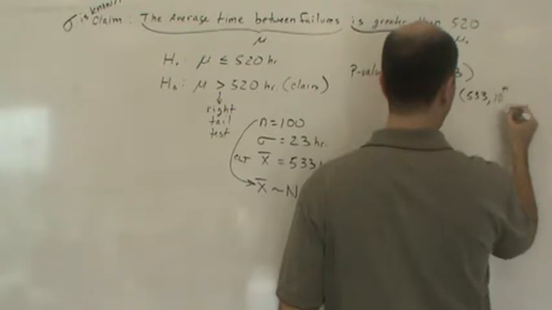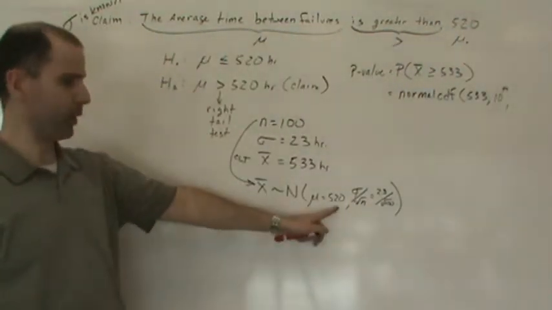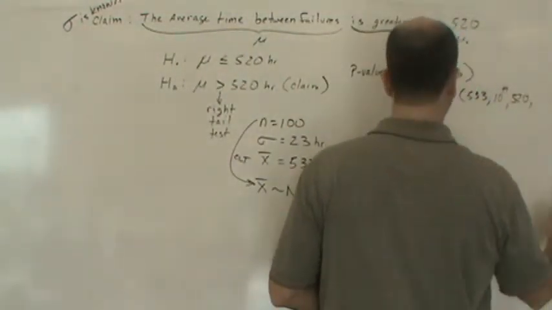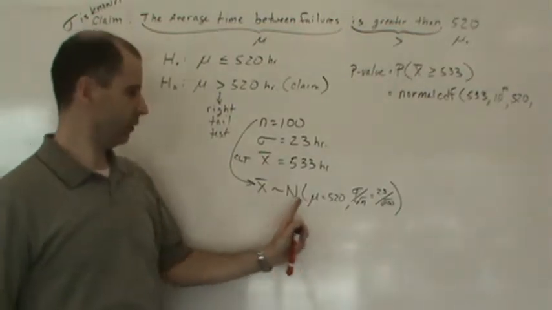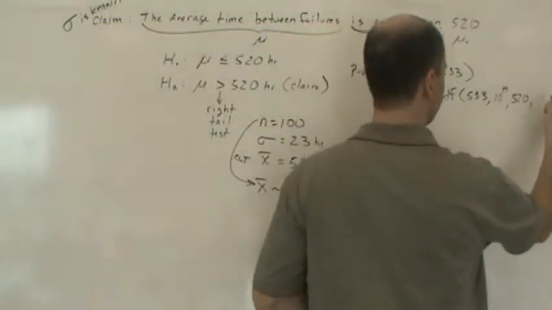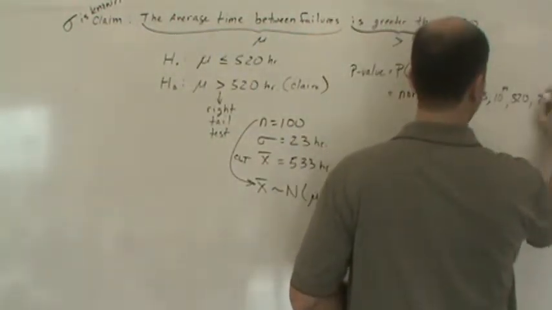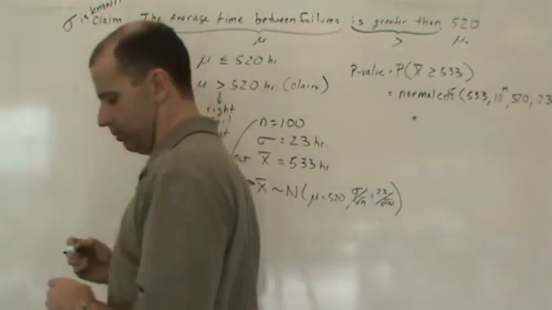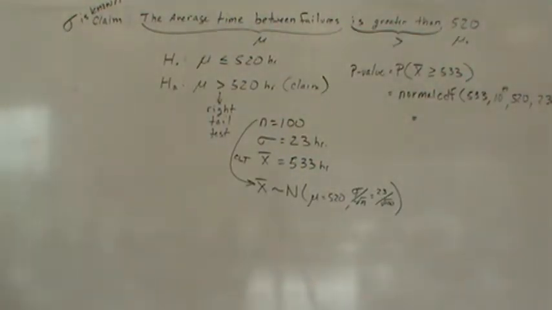So 10 to the 99th power, followed by the mean. What mean are we going to put in? 520. That's under the null. And then followed by the standard deviation of x bar, which is 23 divided by the square root of 100, which is going to be 2.3 in this case. And then, so what do we get? Well, let's figure it out. So let's go to our calculator and calculate what the probability is.